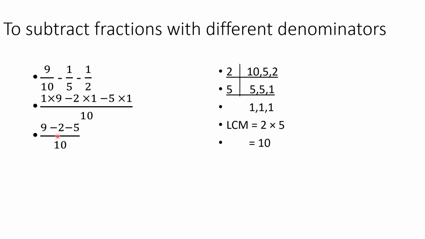We will solve this. At first 9 minus 2, which is equals to 7. 7 minus 5 equals to 2. So 2 by 10. And we know that we can simplify this by dividing by 2. So here 2 divided by 2 equals to 1 and 10 divided by 2 equals to 5. So 1 by 5.